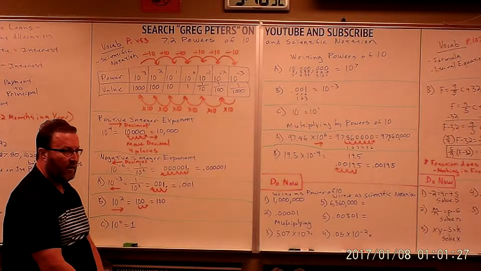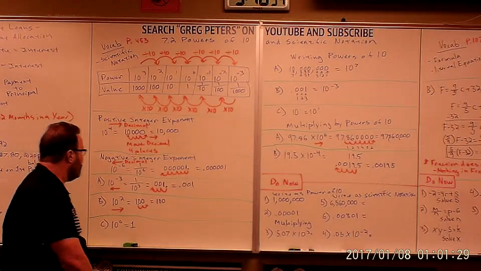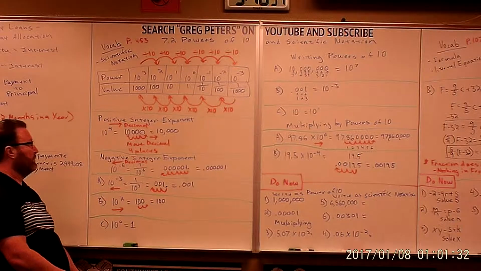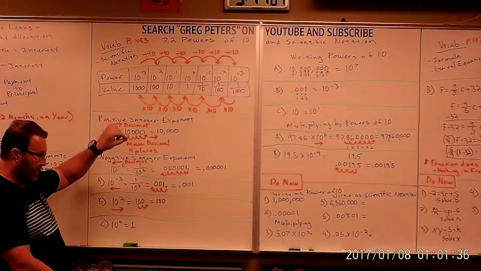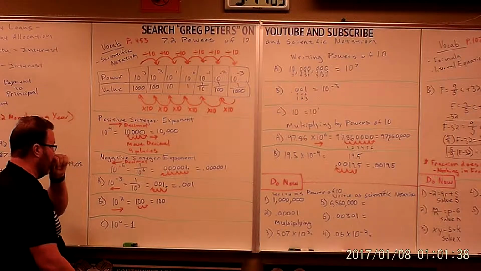Do we need to do any math? No. Any questions on that one? The exponent tells you where to move it. Start with 1, then the decimal place, and move the decimal place over 4 times.